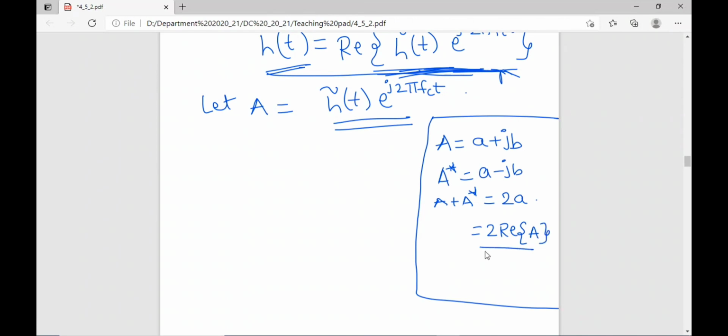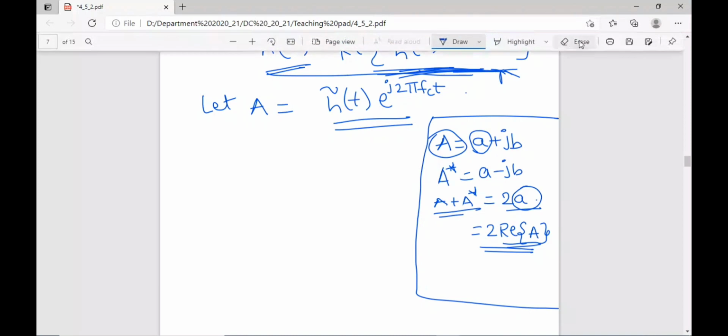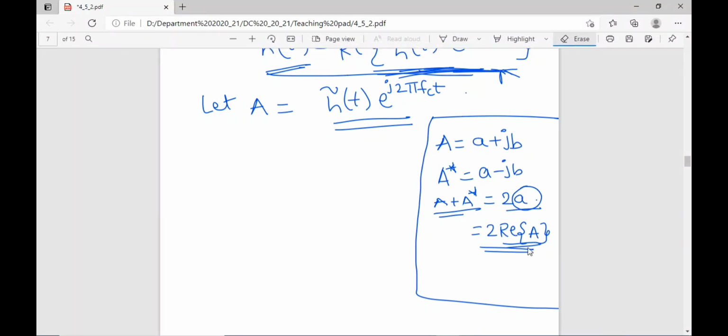Is it right? Can I write it in this way? A is equal to a plus jb. A star is nothing but a minus jb. I'm just taking A plus A star, which is nothing but 2a. Instead of a, I have represented it as the real part of A. Can I write this as the real part of this A? Yes. Okay, so I've represented it in this way.